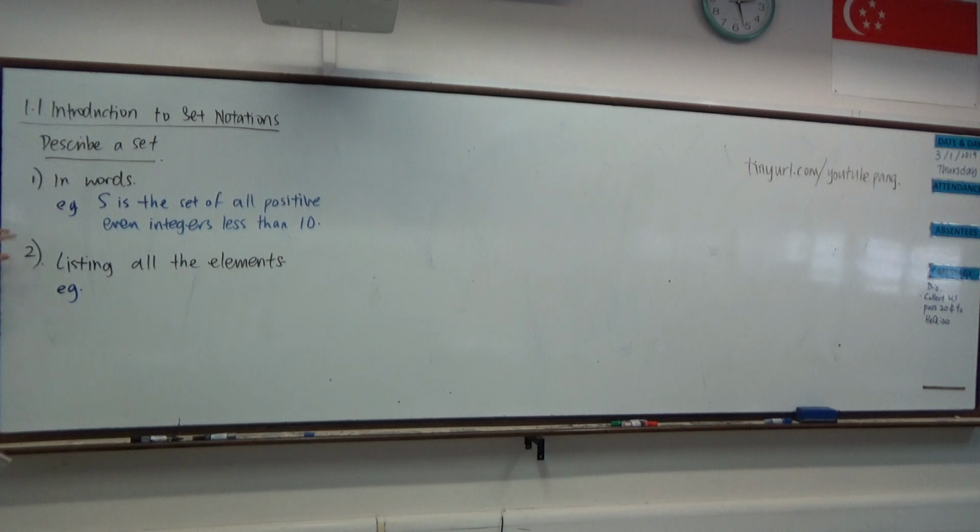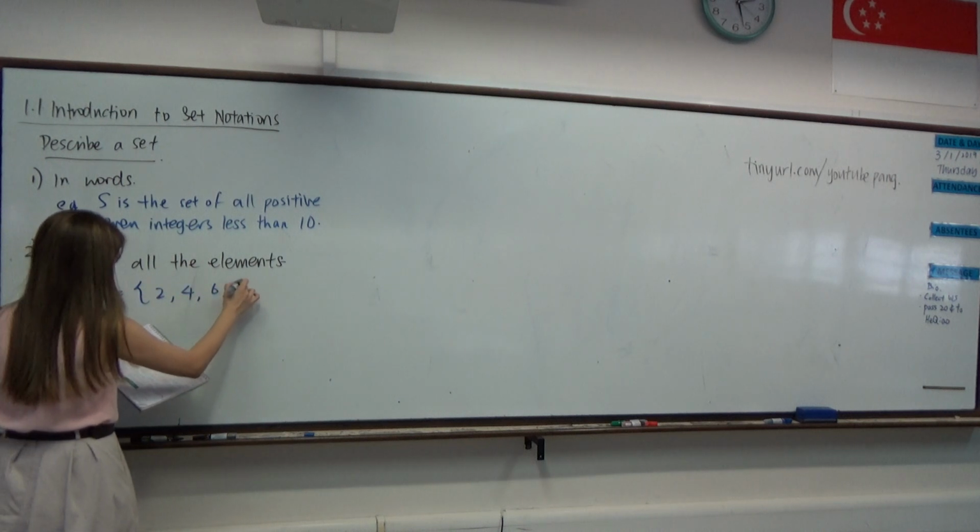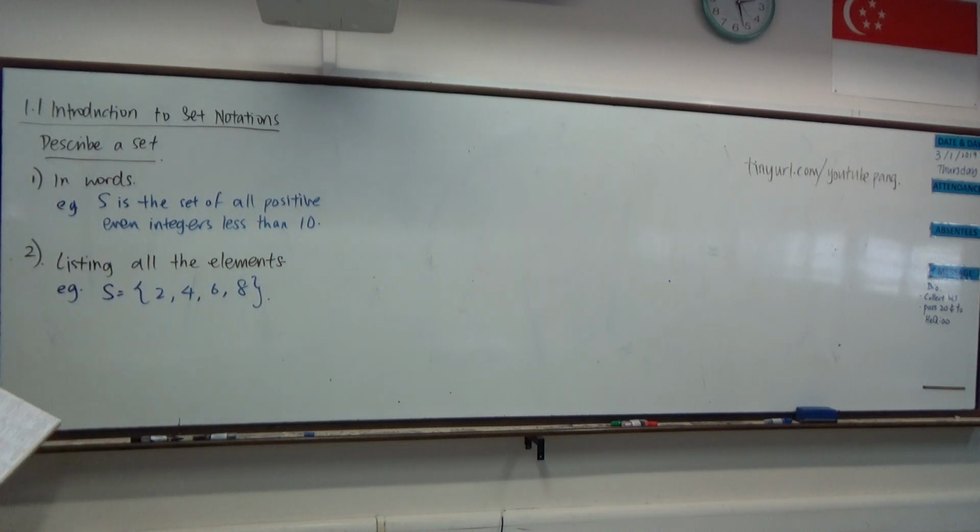Okay, so if you want to write this in terms of listing all the elements, that will be 2, 4, 6, 8. Then we write in curly brackets, then after the equal sign and the capital letter S.